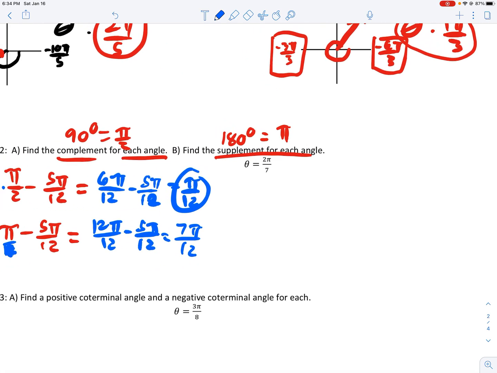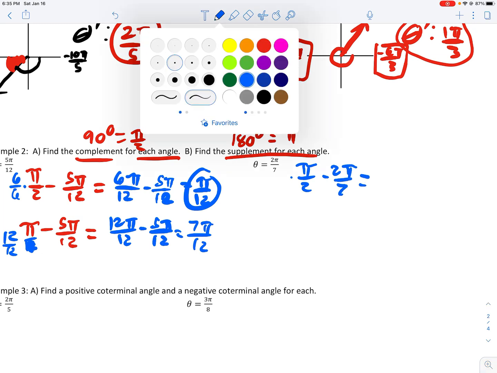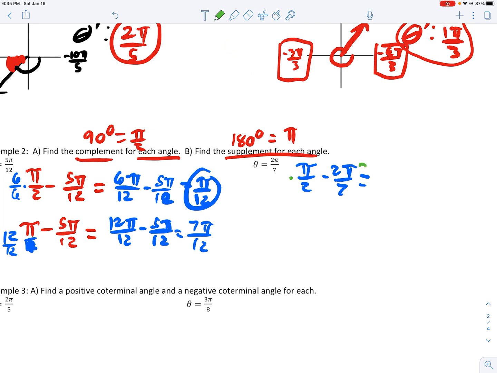Right? Same idea here. 2 pi over 7 plus some angle equals pi over 2. So I just subtract. But instead of just having to rewrite that numerous times, just know you have pi over 2. So subtract 2 pi over 7. So need a common denominator in order to subtract. So this is going to multiply by 2. This is going to be multiplied by 7. So 7 pi over 14 minus 4 pi over 14. So 3 pi over 14.